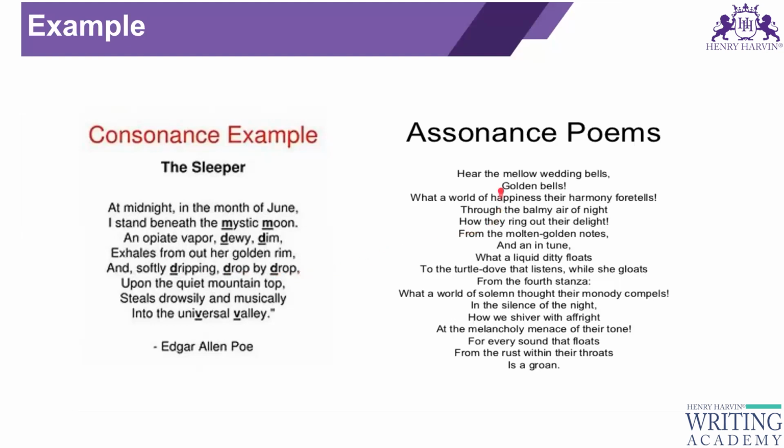Okay, assonance you have here. Hear the mellow wedding bells, golden bells. What a world of happiness their harmony foretells. Okay, now we are using bells, foretells. We are using assonance here, E. Okay, through the balmy air of night, how they ring out their delight from the molten golden notes, and in tune with the liquidity floats. Okay, this is your assonance.